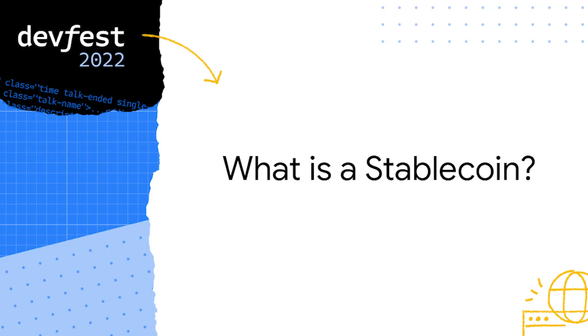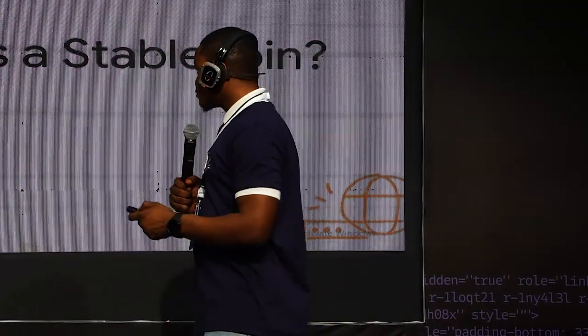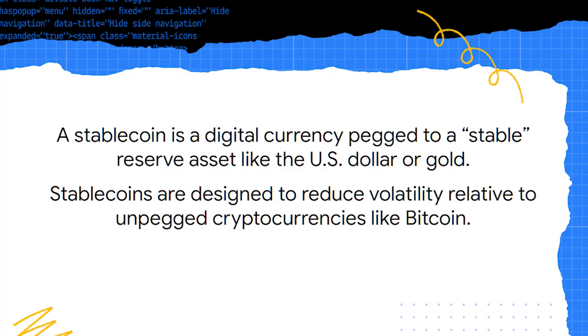So now, let's move to stablecoins. Since we already understand the evolution of the web, how everything started from Web 1 to Web 2 and also to Web 3, what are stablecoins?